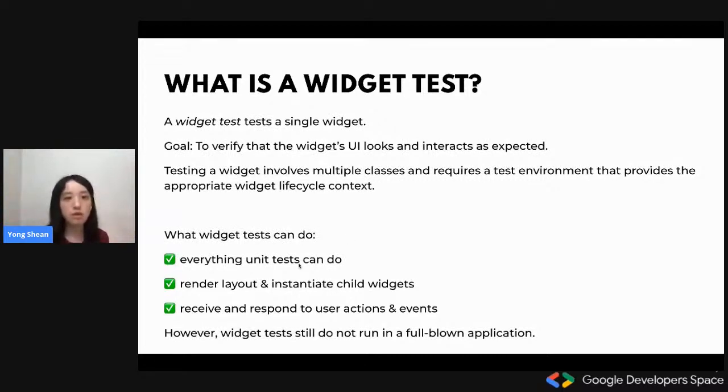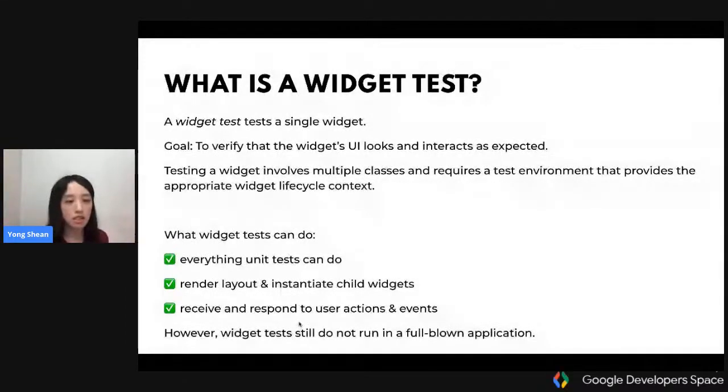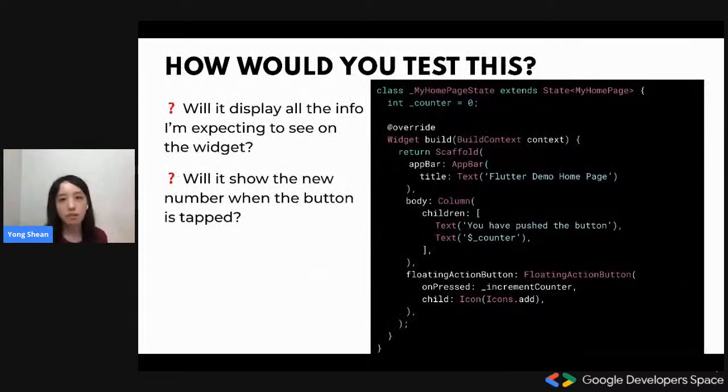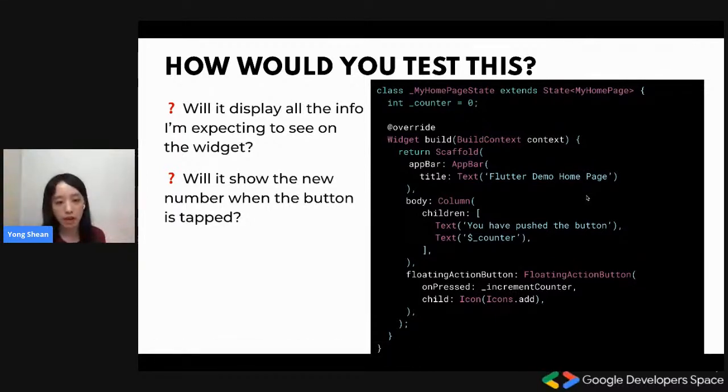So what widget test can do, it actually can do everything that unit tests can do, and it is responsible to render the layout and instantiate the child widgets. You can also test whether it can receive and respond to user actions and events correctly. So for example, if you have this widget, I think you probably have seen this before. If you have used the Flutter create command to create a new Flutter project, then yeah. So this is the code.